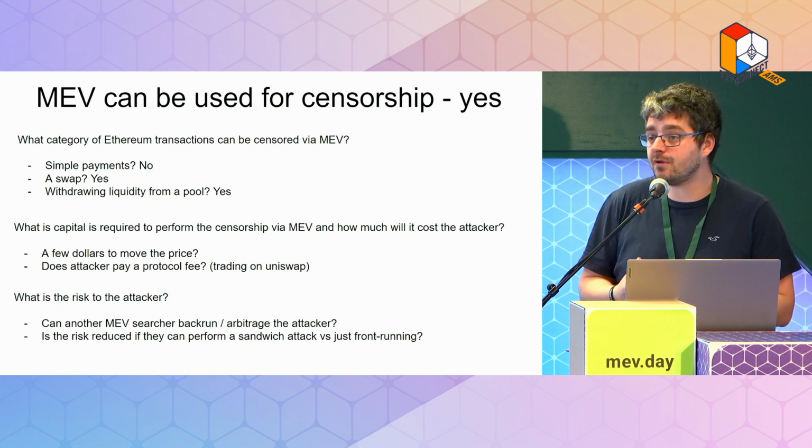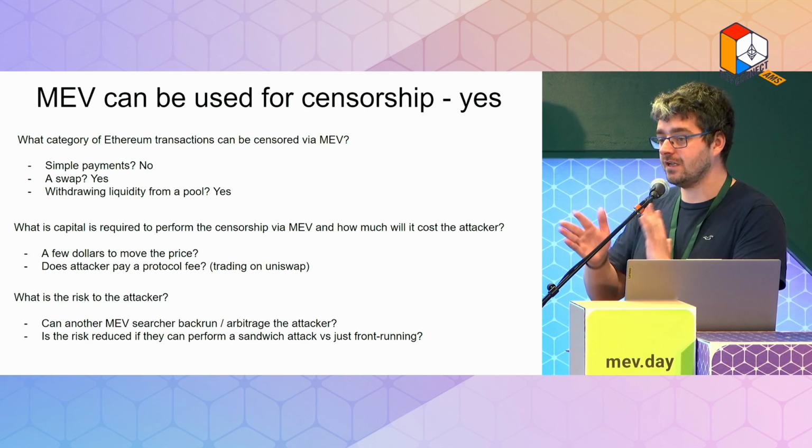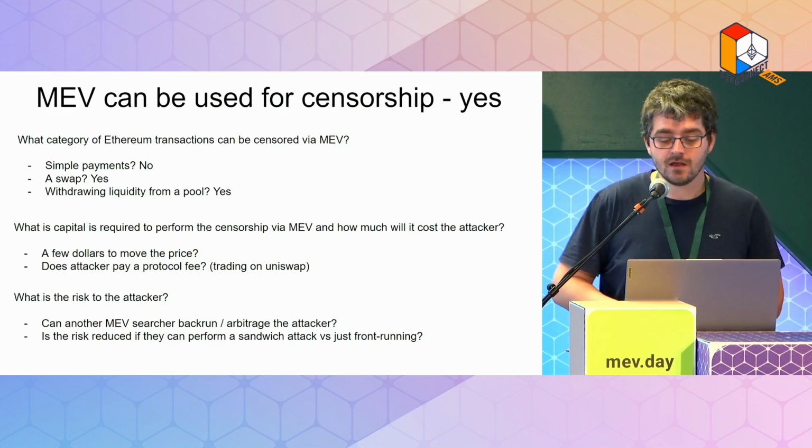The other question is, what capital do you need to perform the censorship? If I need to move the price of ETH the unit or ETH the dollar, do I need $1 million to effectively move the price, or just a few dollars, like in the Shiba example? And how much will it cost the attacker to keep repeating this attack? If you have to keep paying the Uniswap LPs, then maybe it becomes too expensive over time. I don't have the data, but that's really easy to quantify for anyone who's interested.